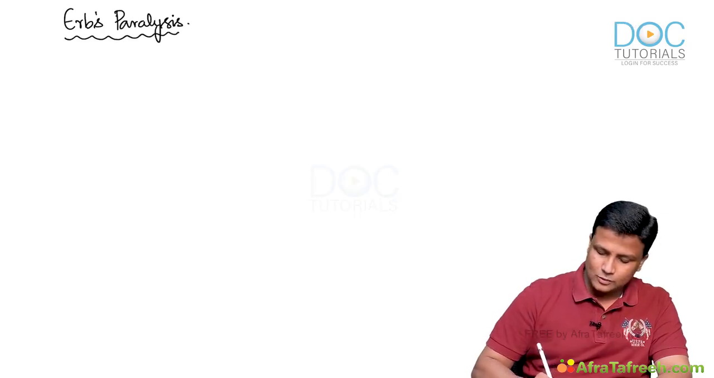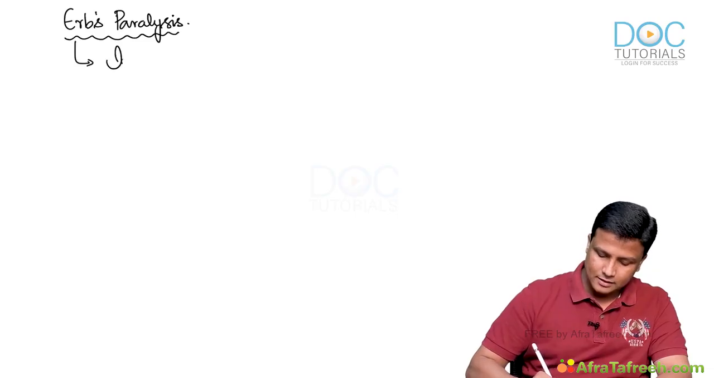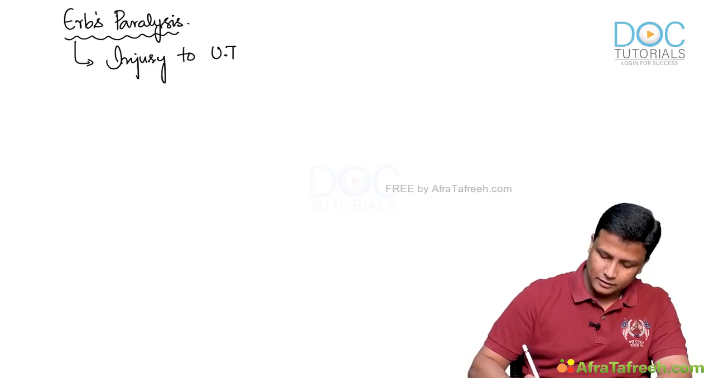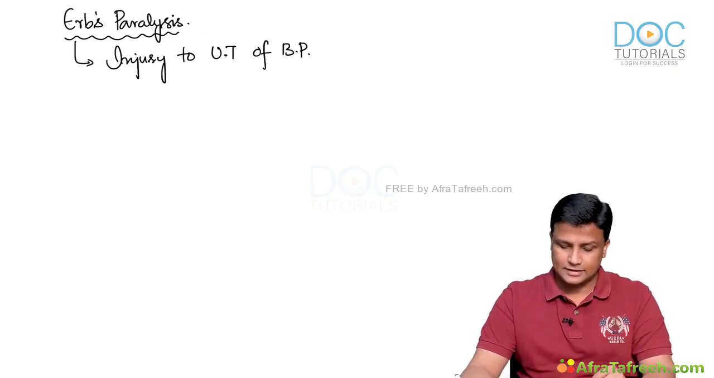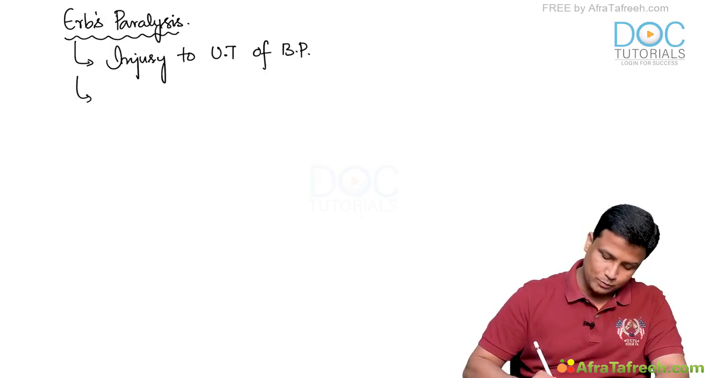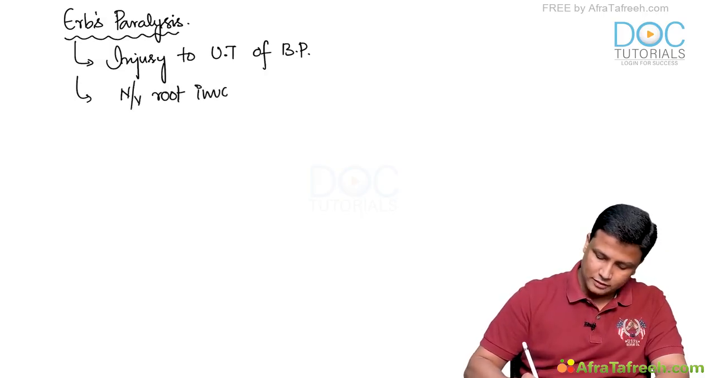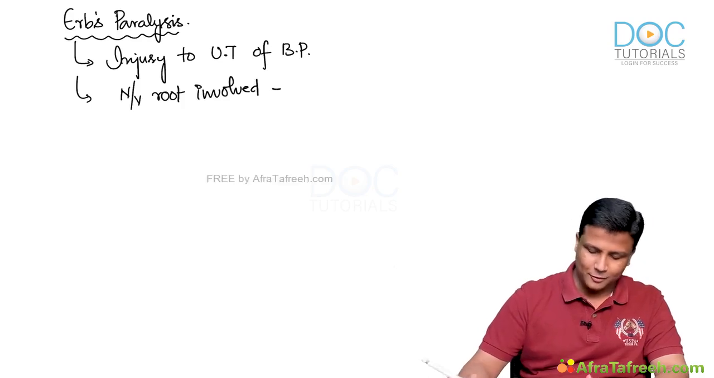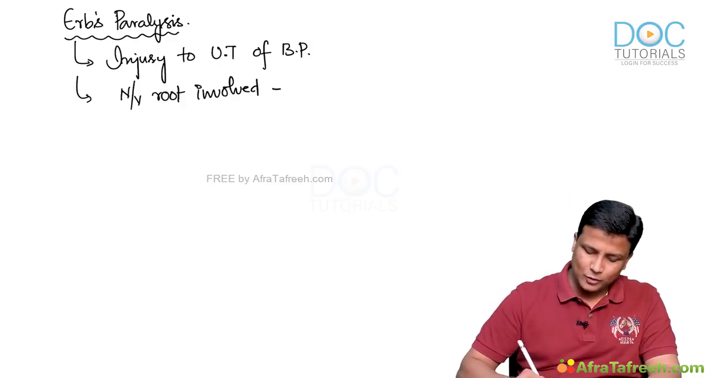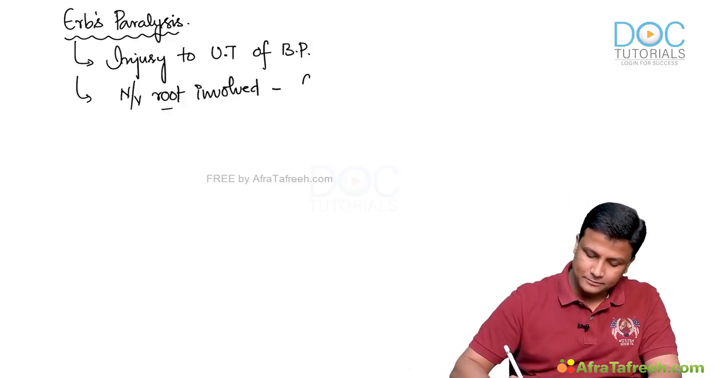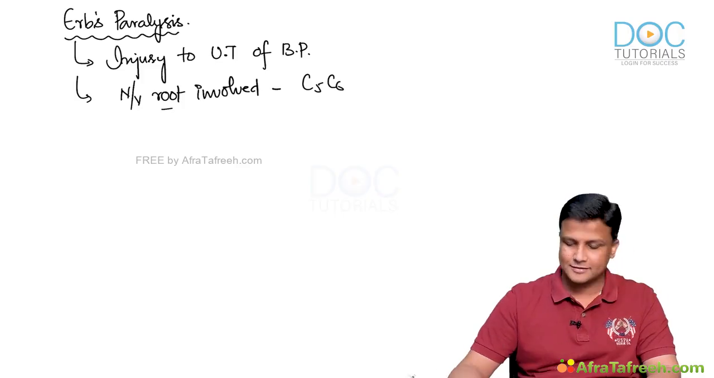First of all, write down there, guys, what is the meaning of Erb's paralysis? Erb's paralysis is injury to the upper trunk of the brachial plexus, guys. Question number 2: what is the nerve root involved? Now my students are experts. Just now we have seen the normal brachial plexus. You all know the root value involved here in Erb's paralysis, sir. That is C5 and C6.